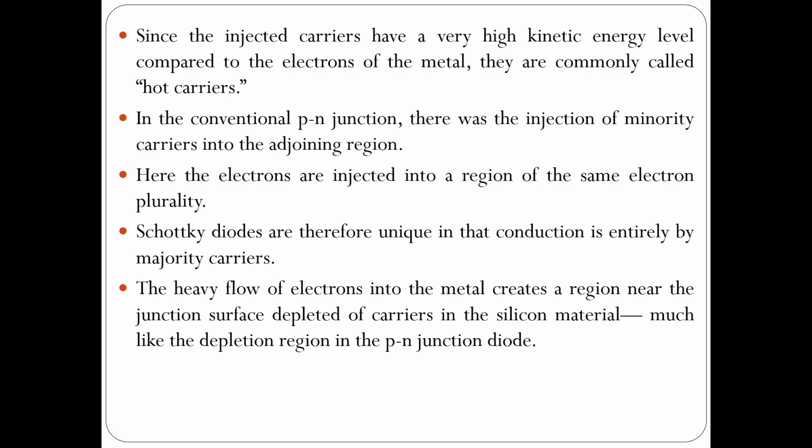In the conventional PN junction, there is an injection of minority carriers into the adjoining region. Here the electrons are injected into the region of the same electron polarities. The Schottky diodes are therefore unique in that conduction is entirely by majority carriers. The heavy flow of electrons into the metal creates a region near the surface depleted of carriers in the silicon material.